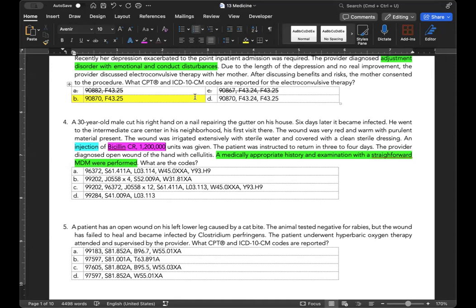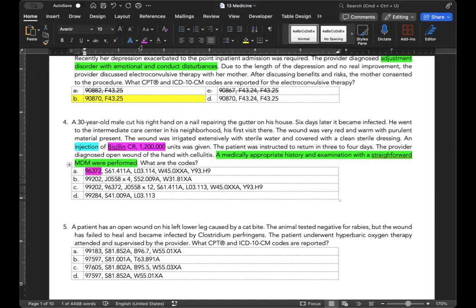So was it given intramuscularly? Was it given intraarterially, intravenous push, anything along those lines? If they don't indicate, then we can assume that an injection is given intramuscularly. Okay, so just keep that in mind. So for the administration portion of the injection, we're going to use 96372. Does that part make sense? Yep, and now we know what our answer is.